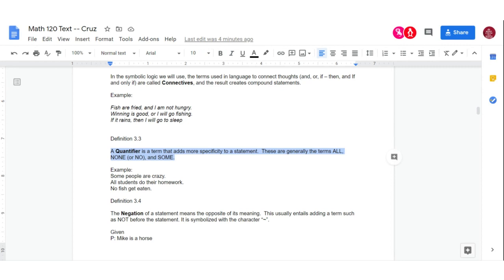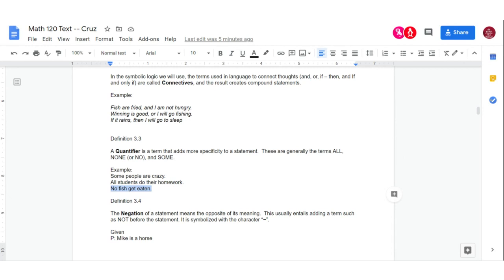So if you say some people are crazy, then that gets more specific, that you're just talking about a subset of folks. Okay? You could say all people are crazy in order to be more specific that you mean everyone. Or you could say no people are crazy, which means that none of them are. Oh, and there's just a couple of other examples there. I just went through them all with the same crazy one, but all students do their homework. And again, that's going to be a statement that's either true or false. Same thing. Some people are crazy. It's either true or false. No fish get eaten. Again, that's going to have the ability to be true or false. But again, you could use all or some on that last one too. It's what's called a quantifier.